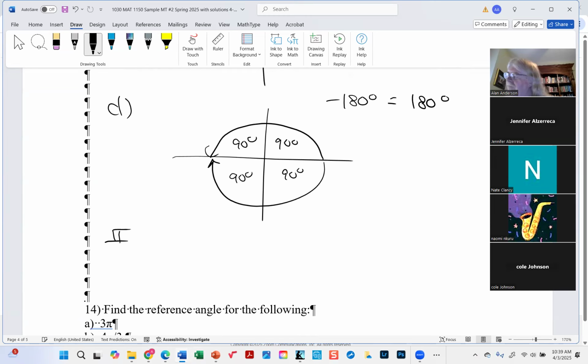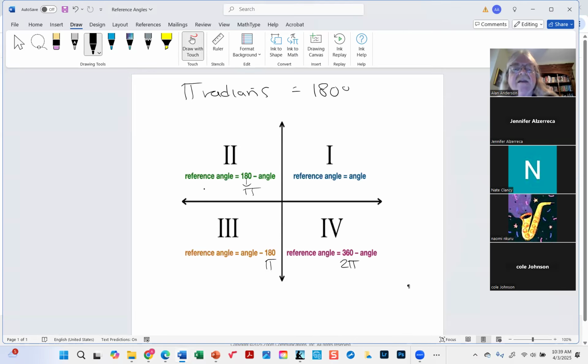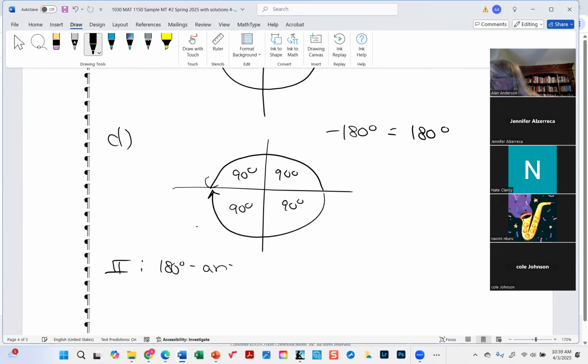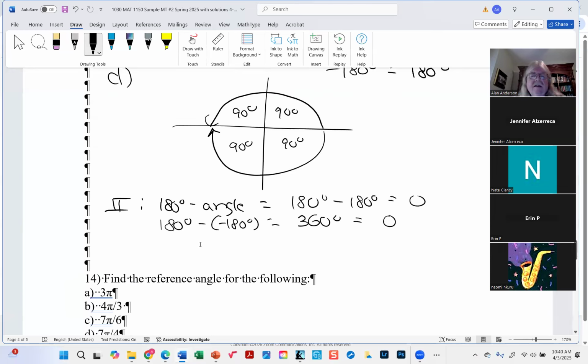So for the second quadrant, we have 180 minus angle. Okay. Now, by the way, if you wanted to stick with the negative angle, you would get 360, but remember 360 and 0 means the same thing. Then if you tried the formula for the third quadrant, you would also get the same result. In the third quadrant, the formula is listed as angle minus 180.